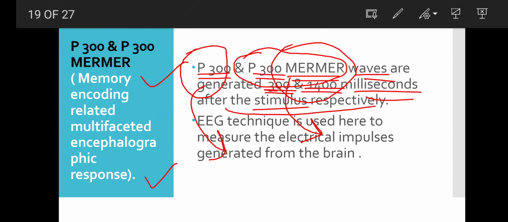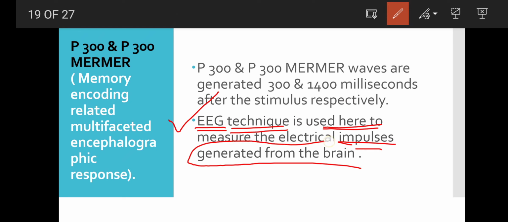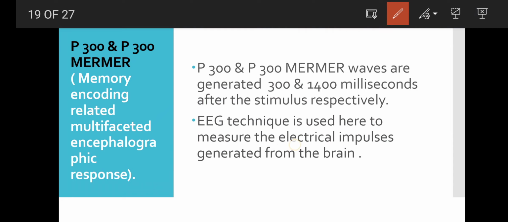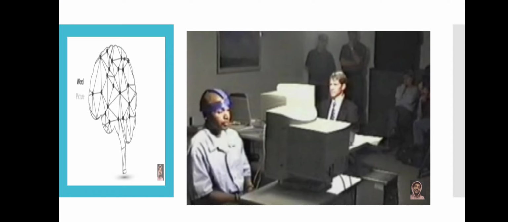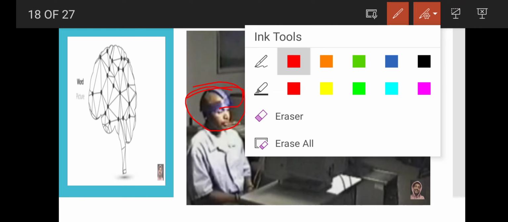In this case we use the technique called EEG, that is the electroencephalographic technique. This technique is used to measure the electrical impulses which are generated from the brain. So when the brain generates certain electrical impulses, we measure them through the EEG. As you have seen in the picture, we have placed this EEG electrode on the head of the suspect. In the head of the suspect some signals get generated, and we record them through the electroencephalographic technique and different software.